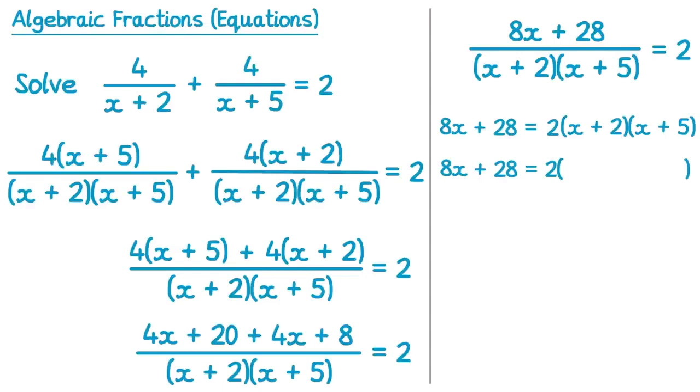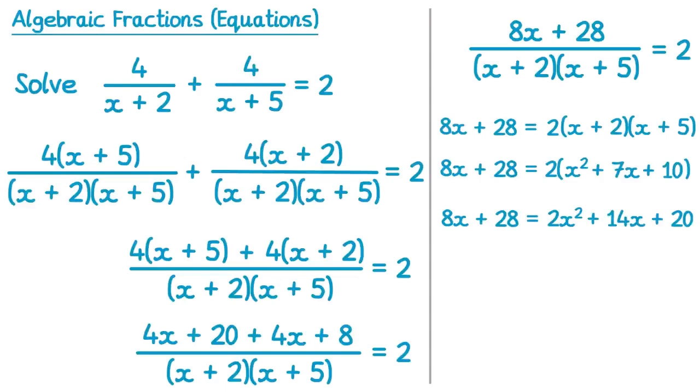So if we expanded that double bracket, we'd have x times x, that's x squared. We then have x times 5, which is 5x, and 2 times x, which is 2x, and 5x and 2x adds to make 7x. And then finally, we'd have 2 times 5, which is 10. On the right hand side, we can then expand this bracket. So if we leave the left hand side alone, on the right hand side, we have 2 lots of everything that's in that bracket. So 2 lots of x squared, 2 lots of 7x, that's 14x, 2 lots of 10, that's 20. You can now see we have a quadratic equation to solve.